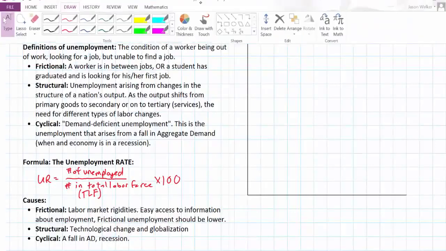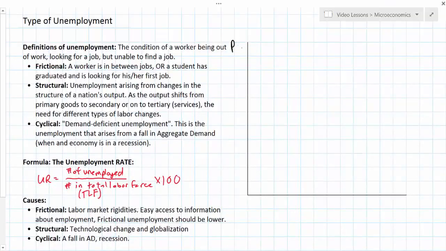Let's do some graphical analysis now. We'll put our labels on our ADAS diagram over here, including the price level and the real GDP. I'm going to draw a long-run aggregate supply curve, which you would have learned about in an earlier lesson by this point.